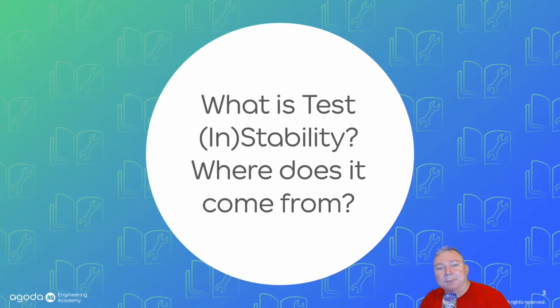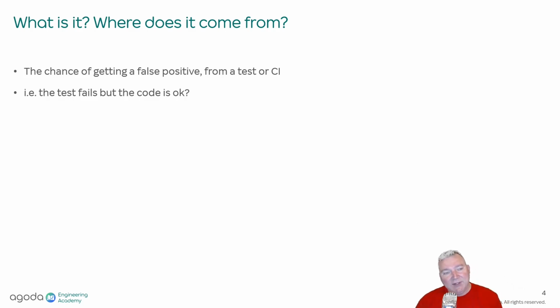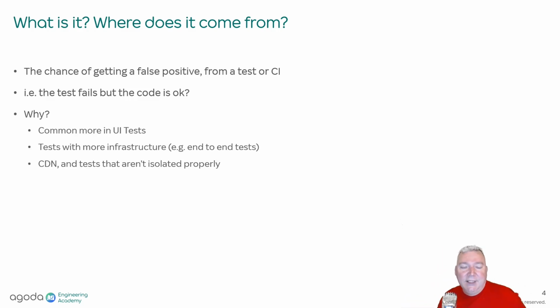Right. So, what is test stability or instability, and where does it come from? So, it's the chance of getting a false positive from a test or CI. It means that the test will fail, but the code's still okay. So, this is essentially the false positive. This is more common, I find, in UI tests, tests that need more infrastructure or have more moving parts, like end-to-end tests, and also sometimes tests that aren't properly isolated.